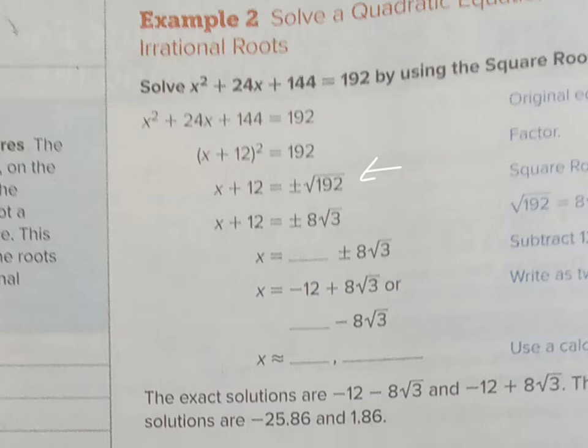So then how do we go from the step that I have the arrow on to x plus 12 equaling plus or minus 8 radical 3? How do we do that? 192 isn't a perfect square. Yeah, there's no square root of it. So then how can we simplify it?